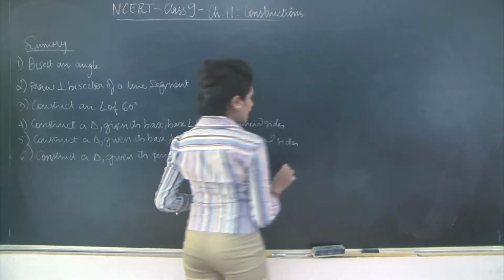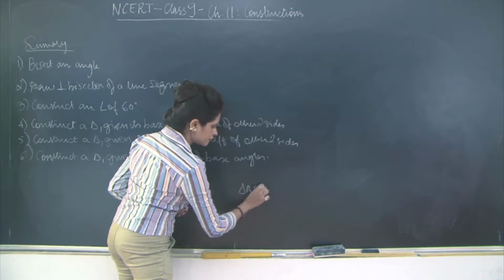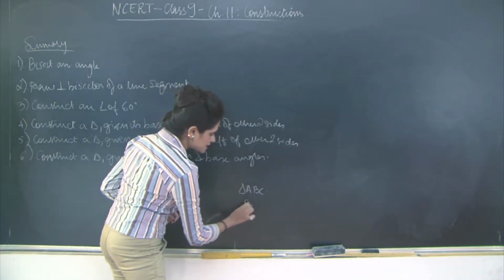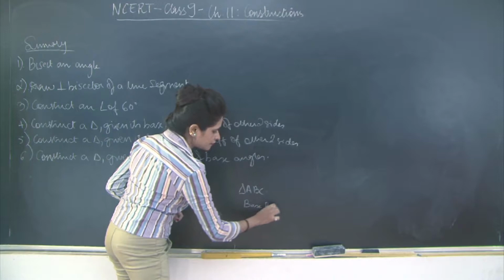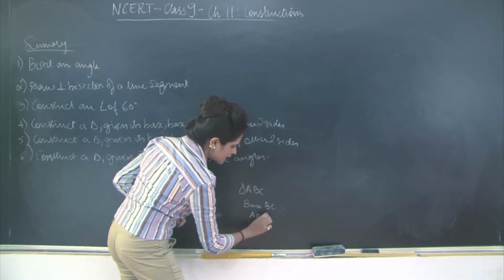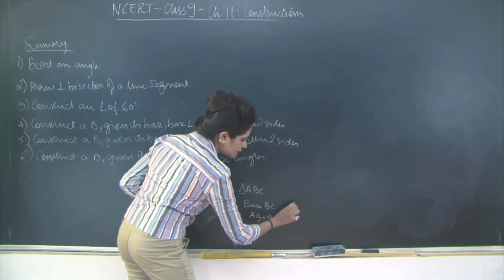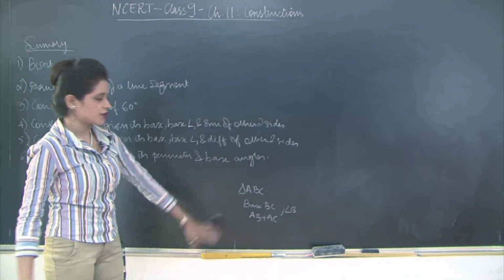So let's say you have a triangle ABC in which you've been given the base BC, you've been given the sum of the other two sides, AB plus AC, and you've been given the base angle B. How do you draw this triangle ABC?